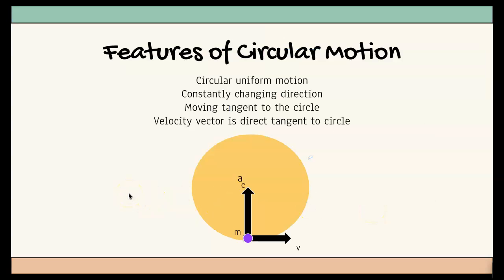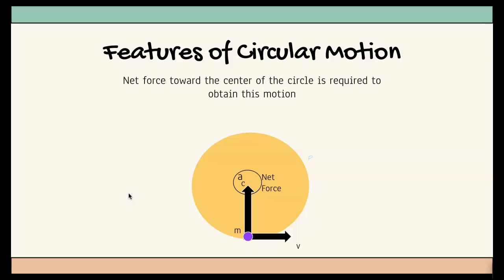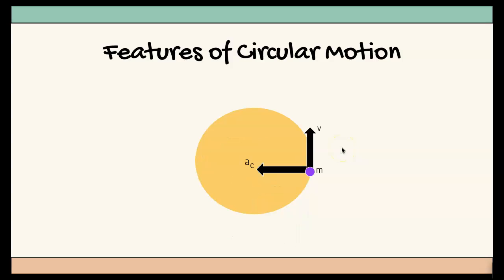So, features of circular motion. Circular motion is uniform motion. It is constantly changing direction. It is moving tangent to the circle, and the velocity vector is directed tangent to the circle. Acceleration is always pointed internally. There is constant acceleration due to the constant change in direction. The net force on the object is required to obtain this motion, so our net force will always be directed toward the center of the circle. As you see here, the velocity will change direction and the acceleration will point internally.